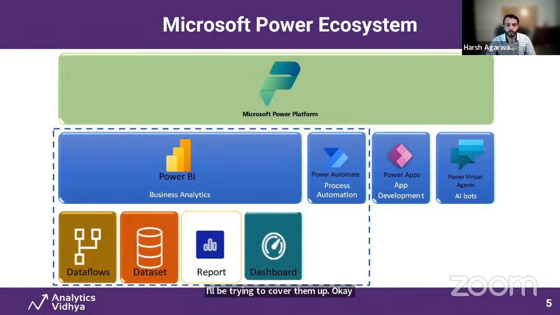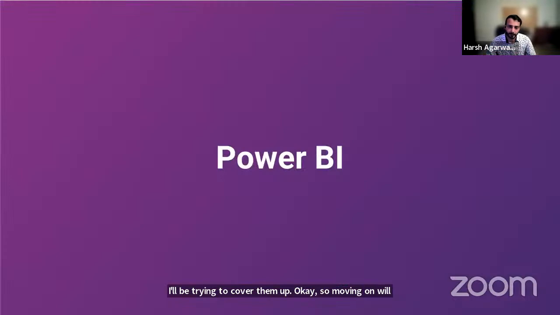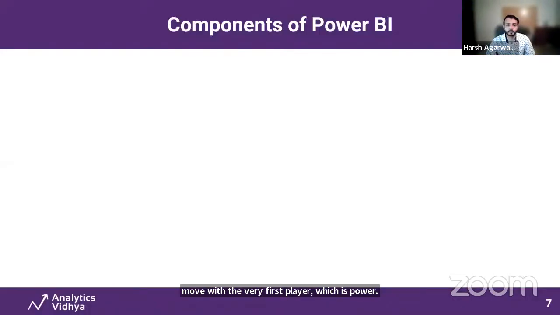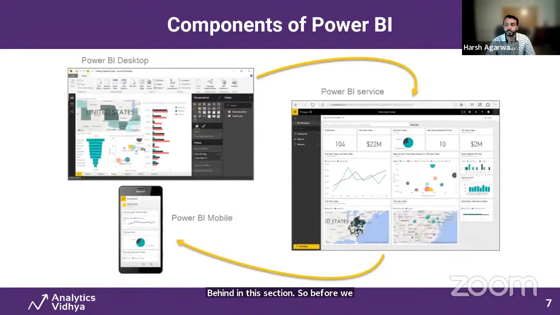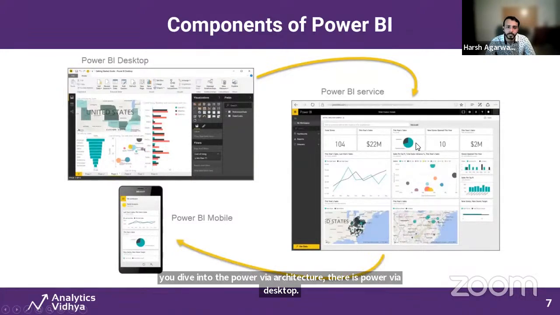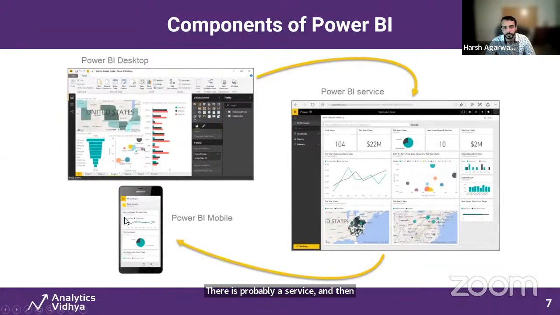So moving on, we'll move with the very first player, which is Power BI in this section. Before we jump into it, I'll briefly walk you through the components of Power BI. There are three major components that you can see when you dive into the Power BI architecture: Power BI Desktop, Power BI Service, and Power BI Mobile, like an app that you have on your normal mobile phones.